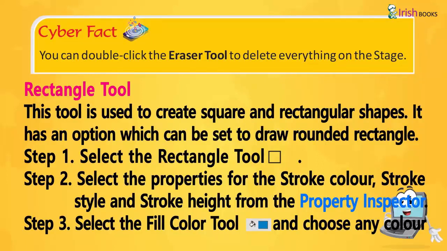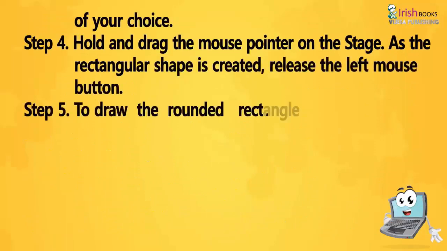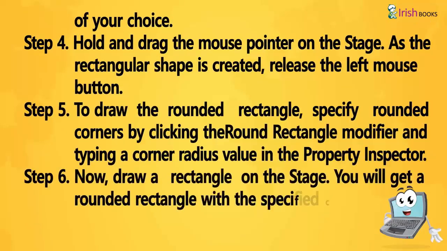Step 1. Select the Rectangle tool. Step 2. Select the properties for the stroke color, stroke style and stroke height from the Property Inspector. Step 3. Select the Fill Color tool and choose any color of your choice. Step 4. Hold and drag the mouse pointer on the stage. As the rectangular shape is created, release the left mouse button.